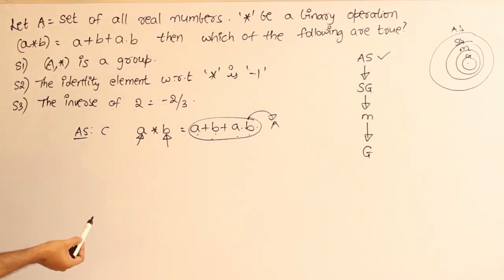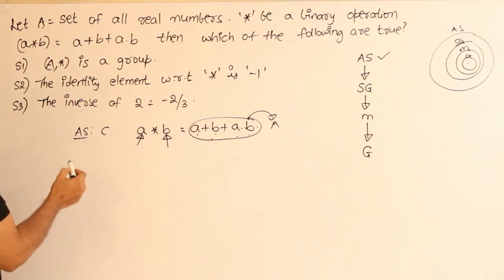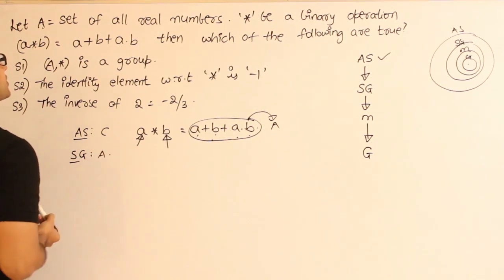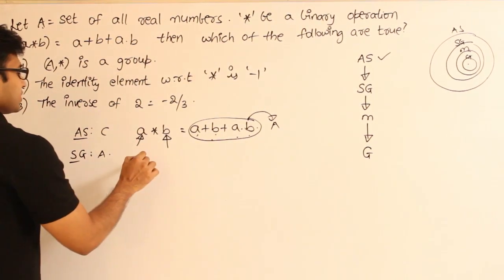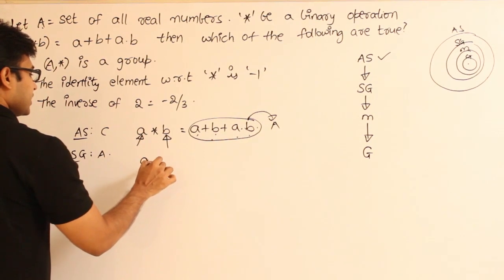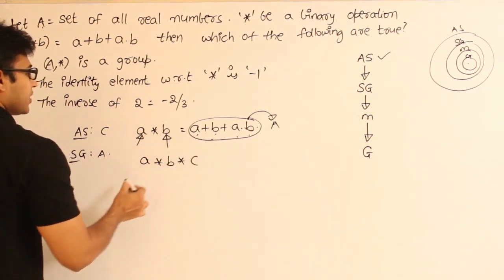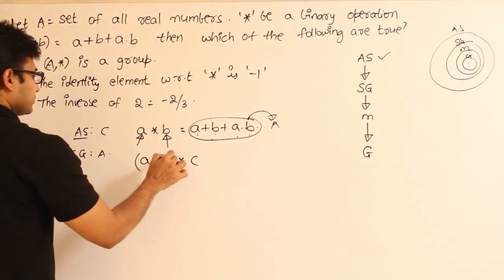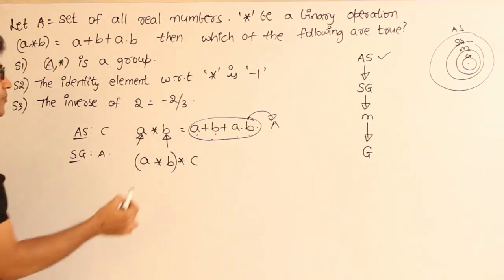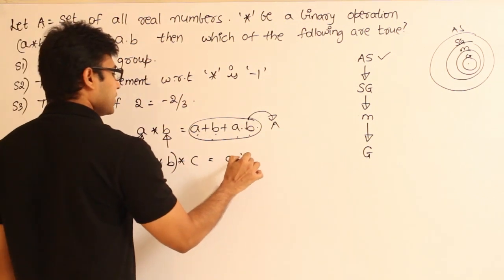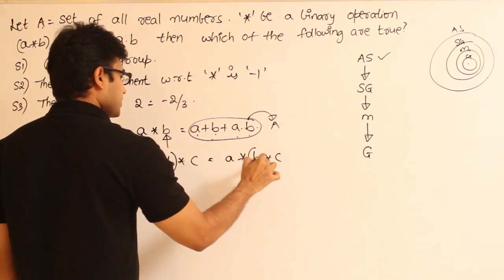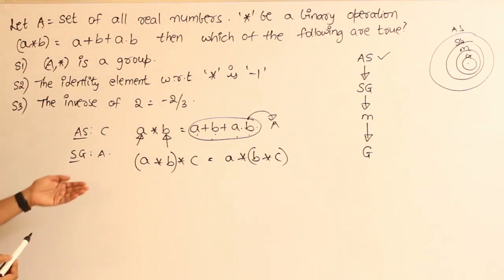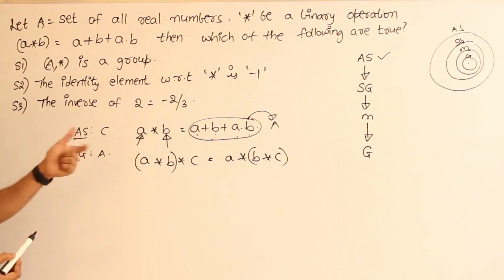Now how can we test a semi group? The property that we should check is associativity. So what does associativity mean? We have to check this. If I have three real numbers a, b, c, and if I apply the operation star, then it should happen this way. (a star b) star c should be equal to a star (b star c), right? So it should happen something like this. So now let's evaluate the LHS and then the RHS.